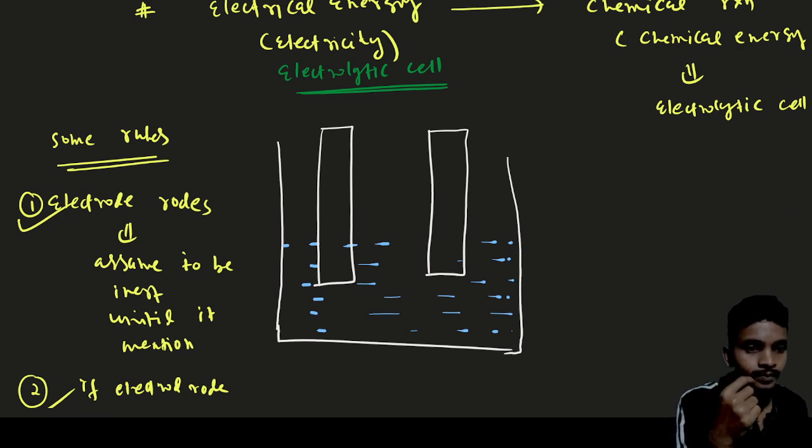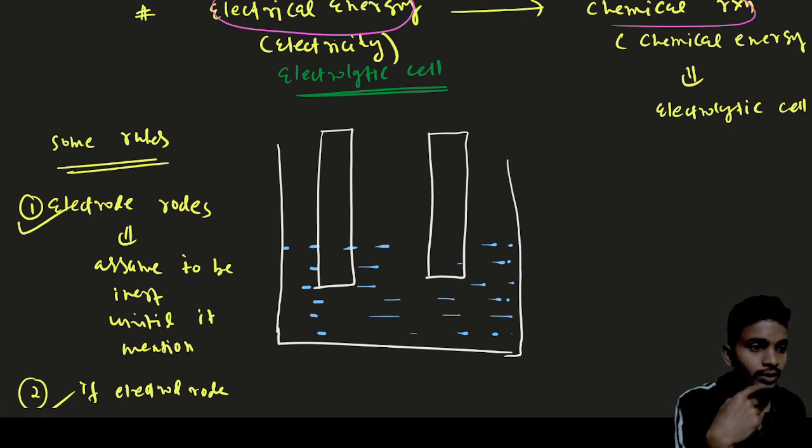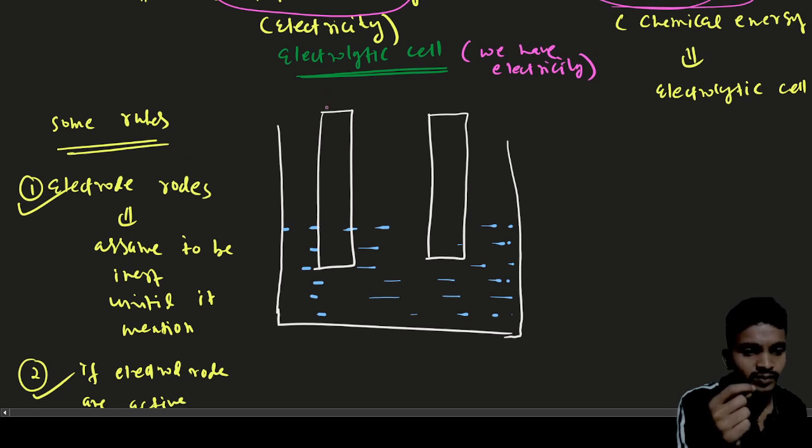Electrolytic cell. So electrolytic cell means from electrical energy we are producing chemical reactions. It means we have electrical energy, or we have electricity. So using this electricity we will do the reactions. So electricity means any battery I will connect.